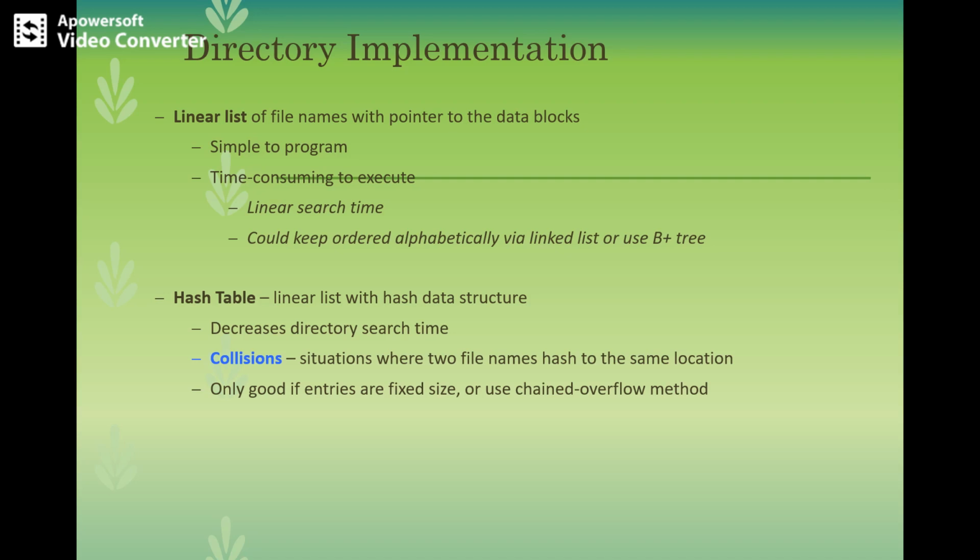And there must be some provision in order to avoid collisions in case there are two file names hashing to the same location. So the drawbacks of the hash table are that they are generally fixed size and there is a dependency of the hash function on that size.